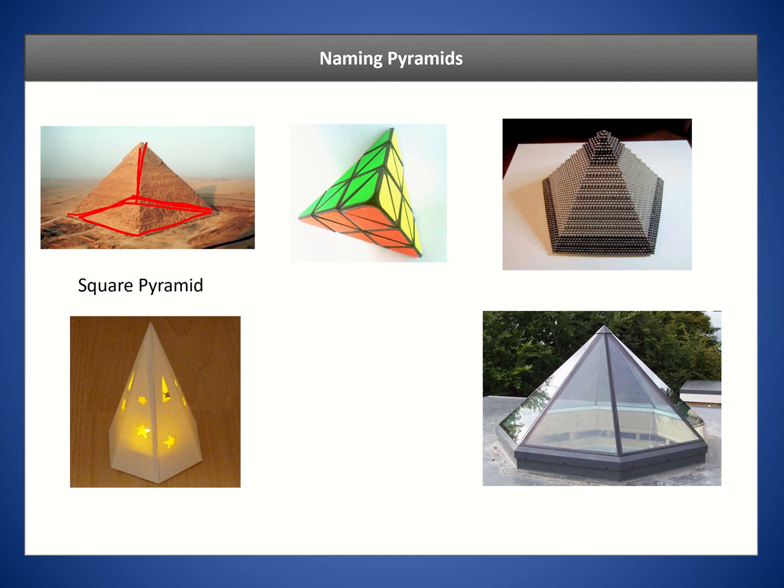Now the one in the middle is actually funny. It's an example of a Rubik's. It's not a Rubik's cube, it's a Rubik's pyramid, I guess you can say, but it's a triangular pyramid. The base is a triangle, and the lateral faces are also triangles that have a common point. This is a triangular pyramid.